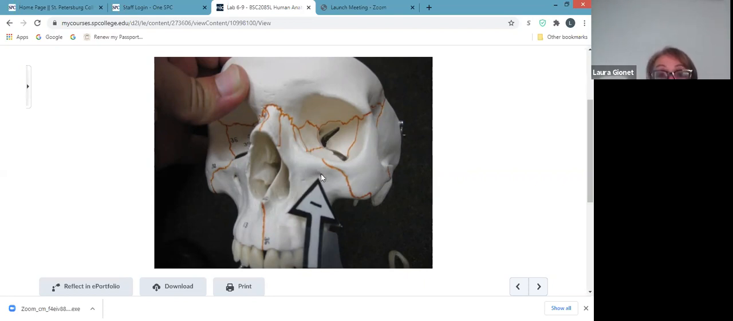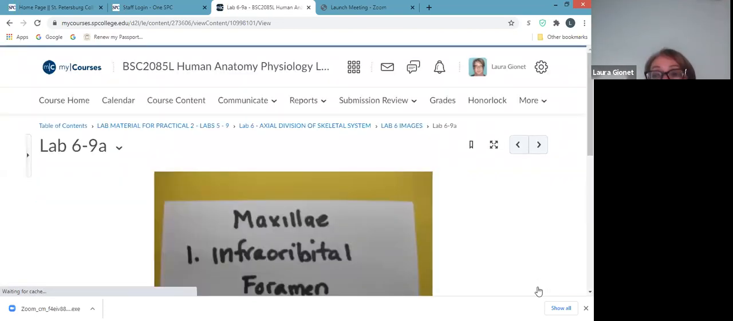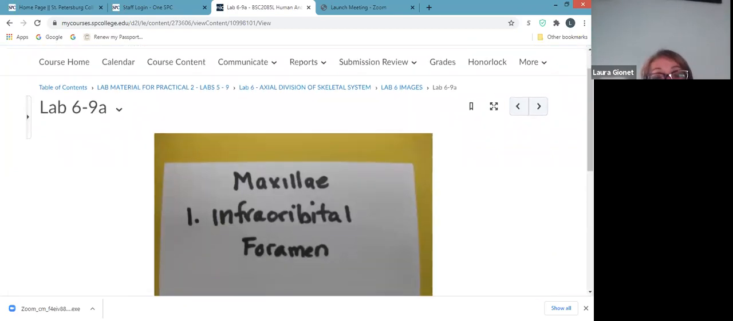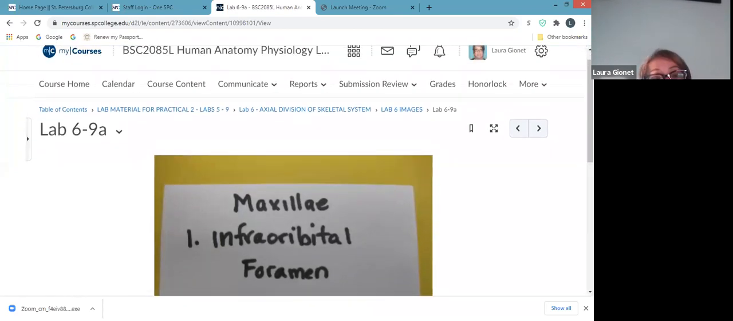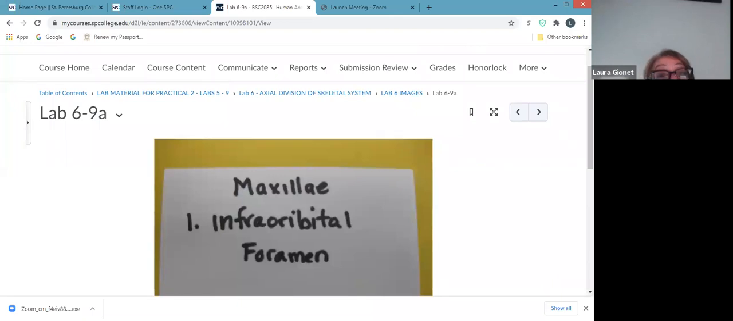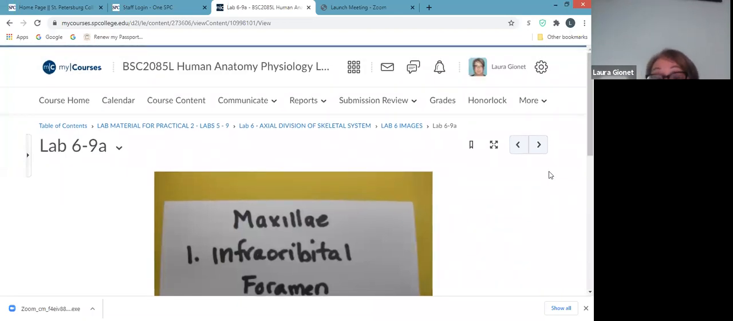Number 1 is pointing to the little foramen there. There's one on both sides. You can see it on the other side too, but he only has one arrow pointing to the one on the left-hand side. And that is the infraorbital foramen. It's the foramen, the hole below the orbit of the eye. That's what infraorbital foramen means. And therefore, because it's a foramen, what's its function? P for passageway.